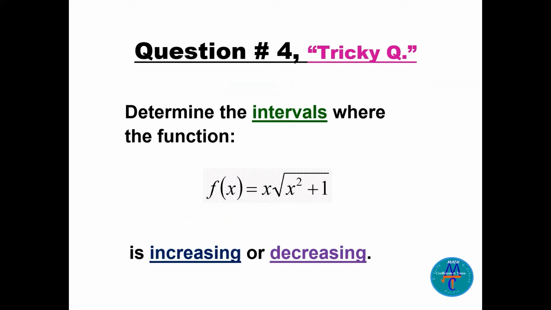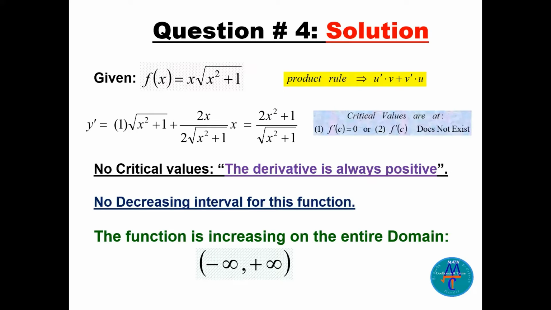Question number 4 is a little tricky question. You can try it yourself if you like, and then you can check the answer if you are ready. Same question, determine the intervals where this function is increasing or decreasing. F of x equals x times square root of x squared plus 1. Ready? Let's go. Let's find y prime. Also here we have to use the product rule, u prime v plus v prime u.